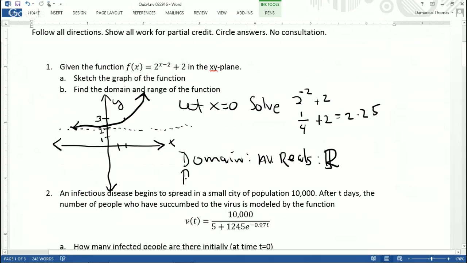The range, on the other hand, is limited. It's bounded by the horizontal asymptote. And so it's all values bigger than 2 out to positive infinity. It doesn't include 2 because obviously if you have a horizontal asymptote, there is no value of x that will give you 2. And so this would be sufficient. Let's move on.